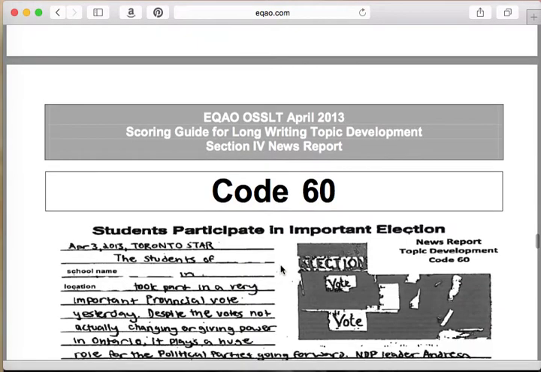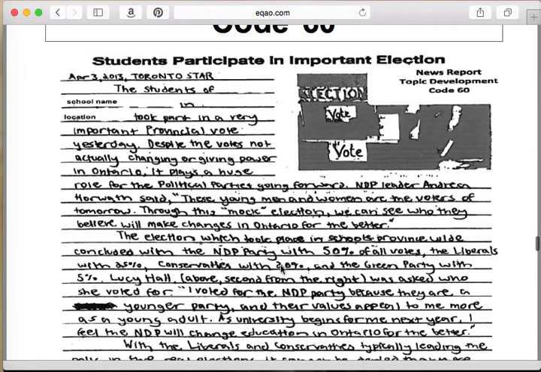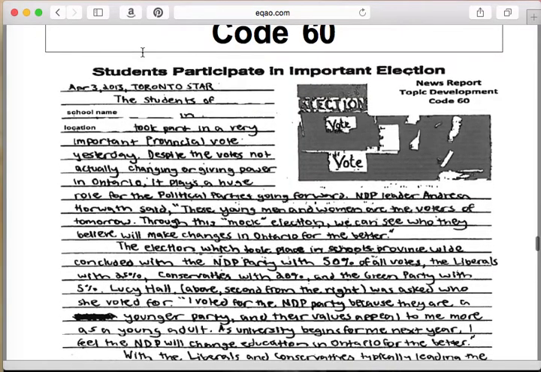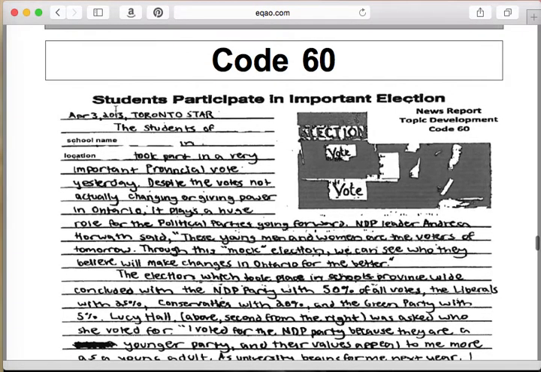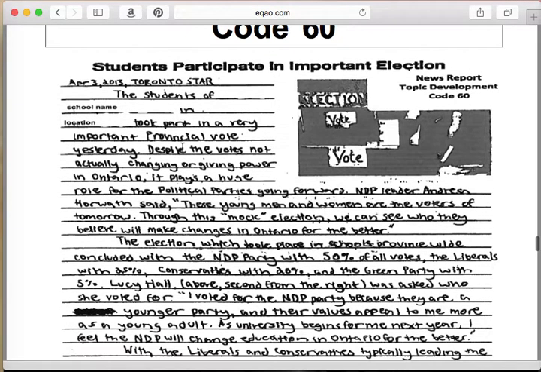Now let's look at the level 60. This is pretty impressive. So this student does follow the template. Here we have a date line. We have the title of the paper. And here it looks like, no, I was going to say there was a byline, but this is the beginning.